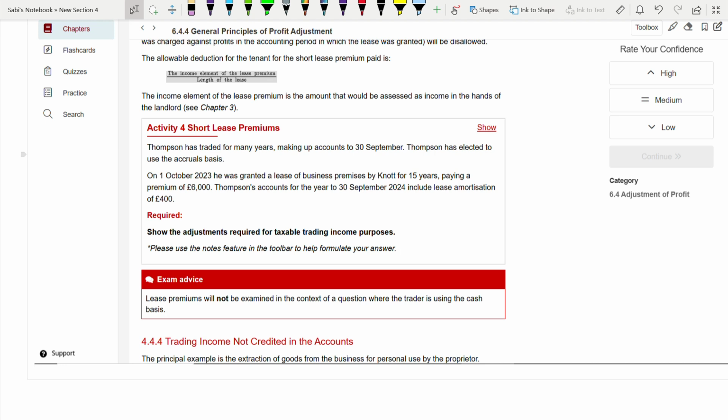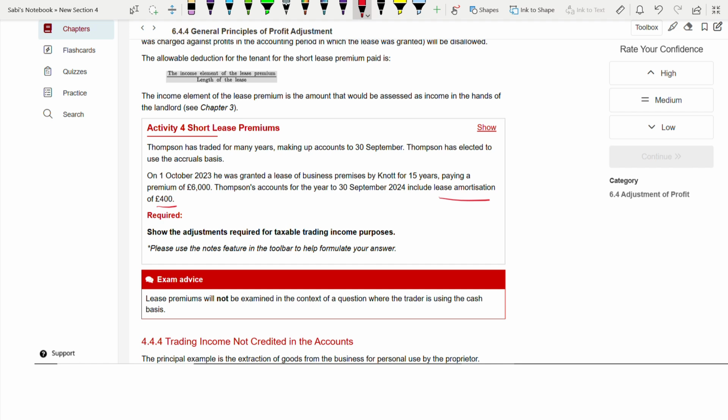So now we need to do the adjustment. Remember lease amortization 400. This is disallowed. So this must have been deducted back then. Now you have to add it back. And you need to deduct the lease premium.